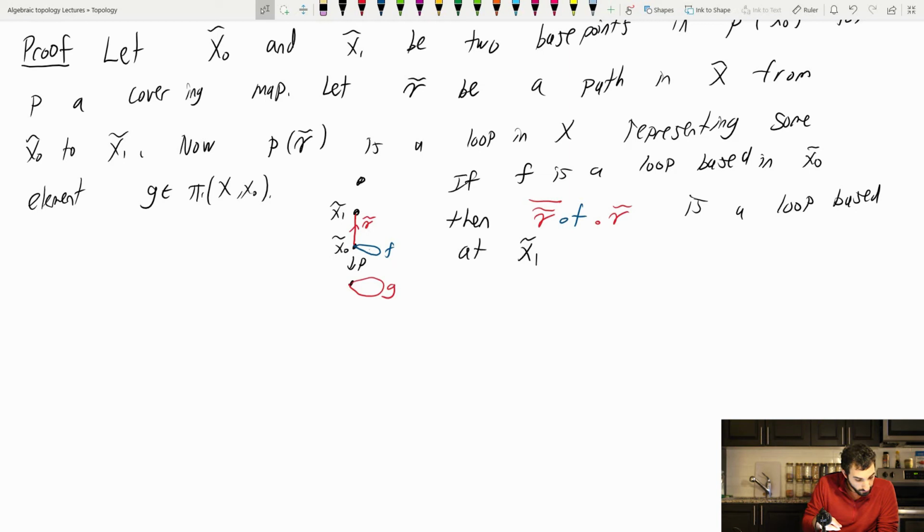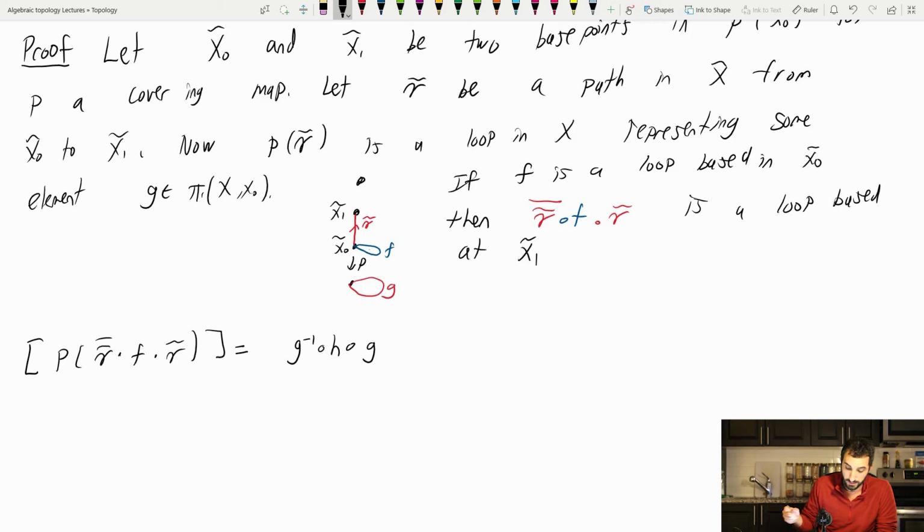Okay, now let's project this down. The homotopy class of P of gamma twiddle bar composed with F composed with gamma twiddle is equal to g inverse composed with something I'll call h composed with g. And moreover, why am I calling this h? Well, this is something that lifted to a loop in this covering space. And so this is in the image of P star of pi 1 of X twiddle at X0.